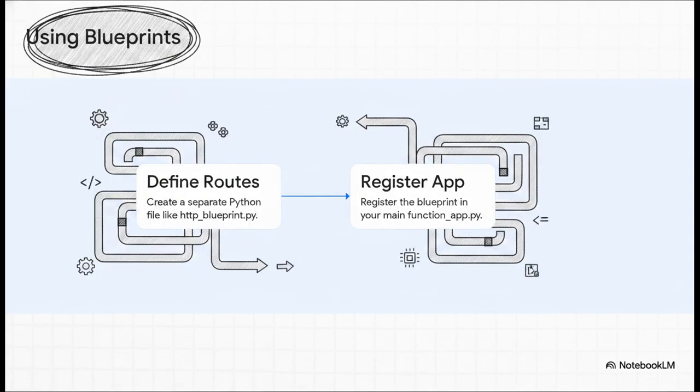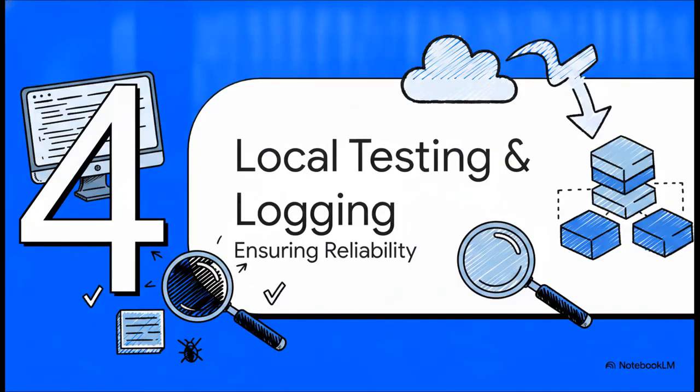It's honestly a two-step breeze to set up. First, you define your routes in a separate file, say http_blueprint.py, using the blueprint object instead of the main app object. Then, step 2, you just register that blueprint over in your main function_app.py file. Keeps your entry point totally pristine and your whole codebase super scalable. Next up, Section 4, local testing and logging.